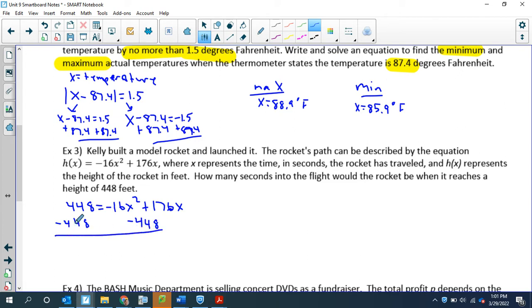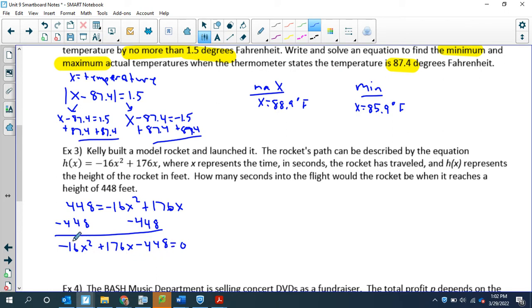And so that's going to give me, on the one side, I'm just going to switch sides here, negative 16x squared plus 176x minus 448 equals 0. And so we're going to factor this. And in order to factor, we always want to look for a GCF first.